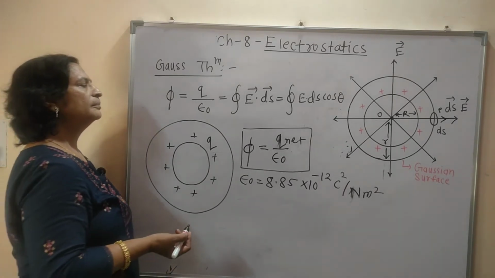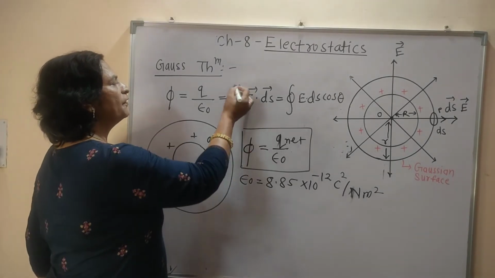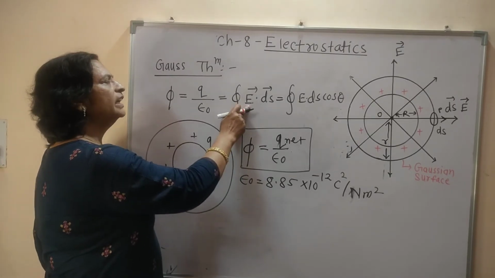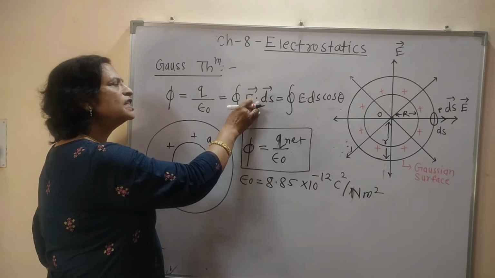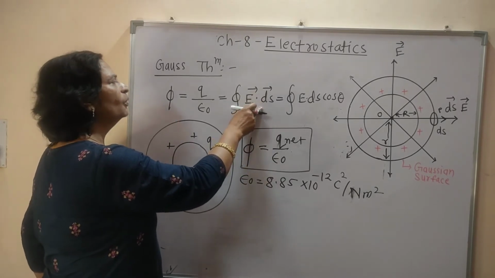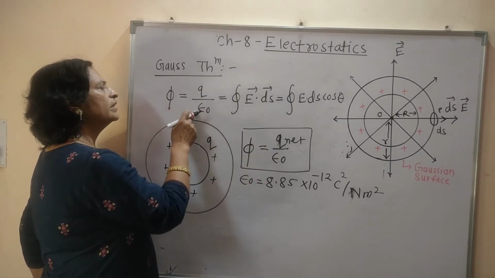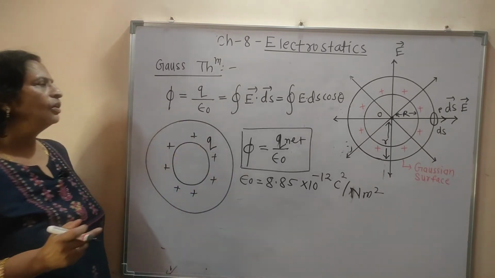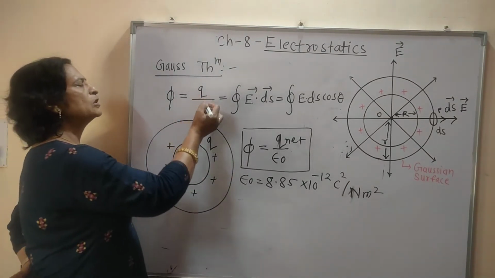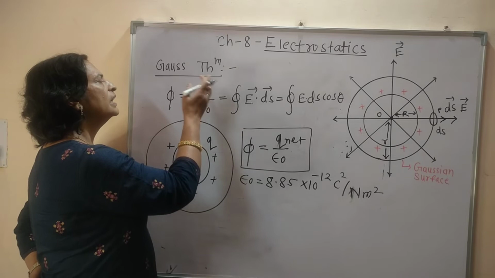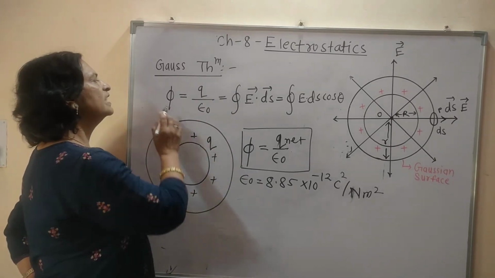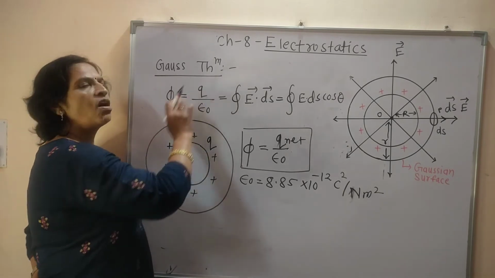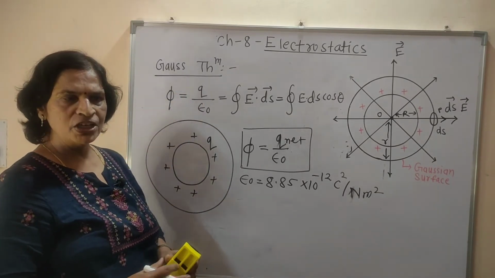Okay, then the surface integral of electric intensity over a closed surface in free space is equal to Q net divided by epsilon naught, or 1 by epsilon naught times the net charge enclosed by that surface. This is the statement of the Gauss theorem. Are you getting my point?